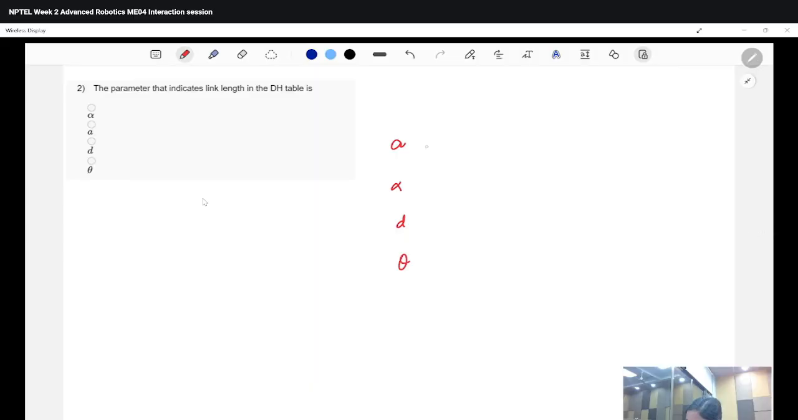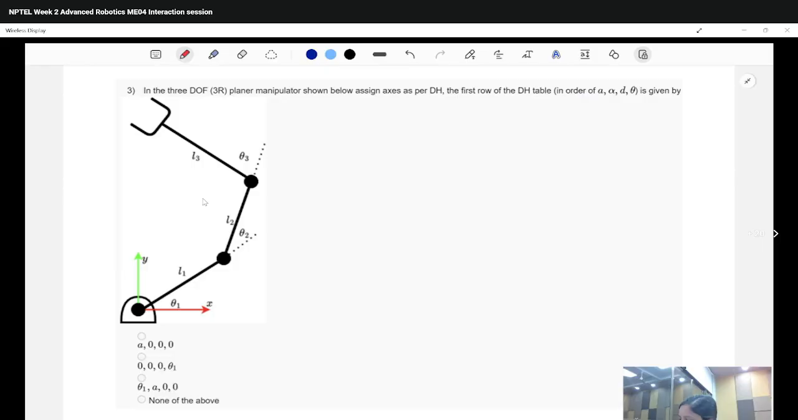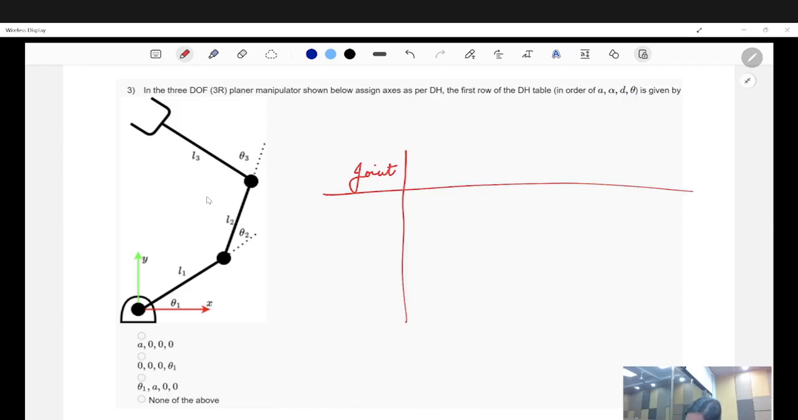Then, which parameter indicates the link length in the DH table? a is the link length, alpha is the link twist, which is basically the angle between the z-axes, d is the link offset, the distance between them, and theta is the joint angle. I hope this is clear. This is for a 3D manipulator. I think I'll do it here.